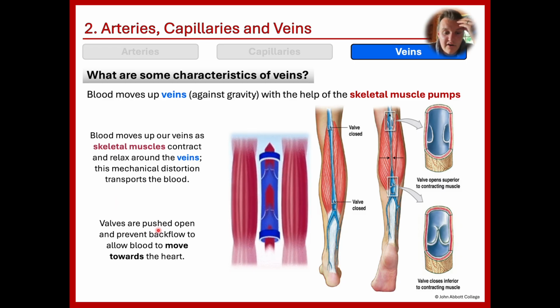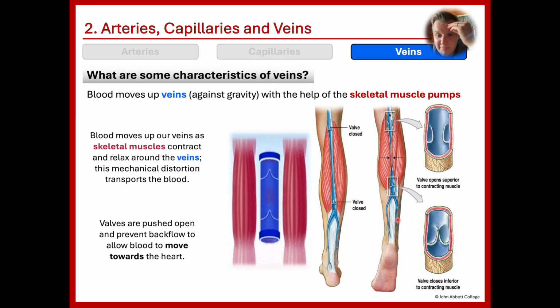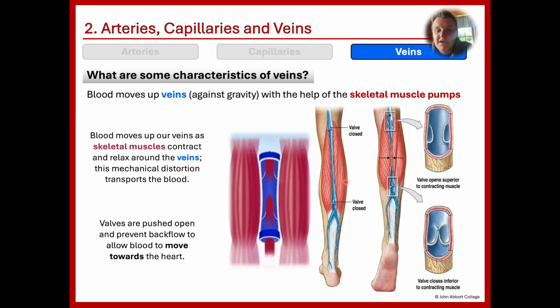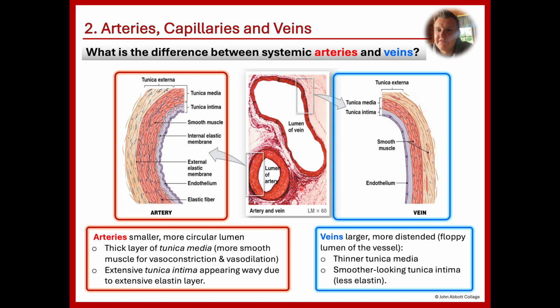So valves are pushed open and they'll prevent backflow to allow blood to move towards the heart. So valves open when you contract this muscle and you're allowing the blood to go. And then the valves that are below the muscle will close so that you're not going to backflow it down, right? So all this to say, the skeletal muscle does help to create a little bit of pressure. This is called the skeletal muscle pump. That does give a bit of help.